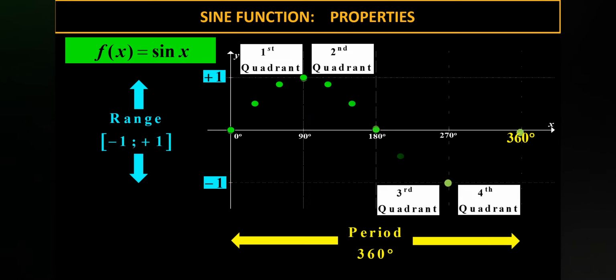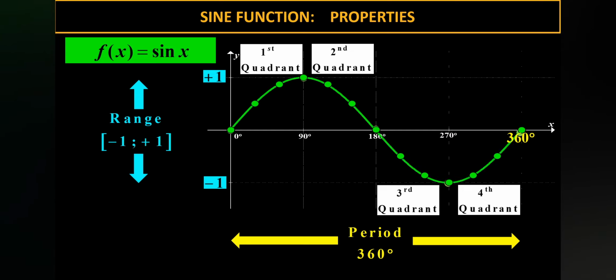We can also plot a few additional points, and even more points there, right? And if we join those points, we get a curve, and that is the sine curve, right? The sine function is a periodic function. In other words, it repeats itself every 360 degrees, right? As you can see, in the first quadrant it's positive, in the second quadrant it's positive, in the third quadrant I get negative values, and in the fourth quadrant I get negative values, right?